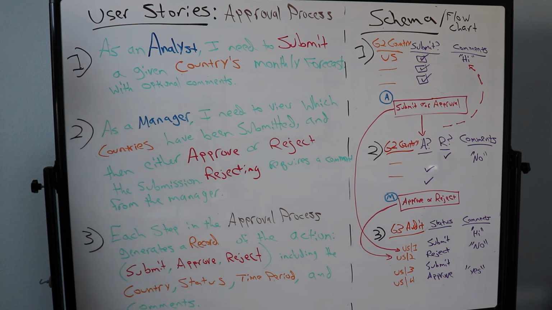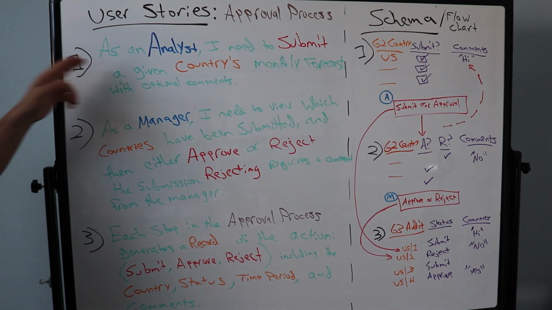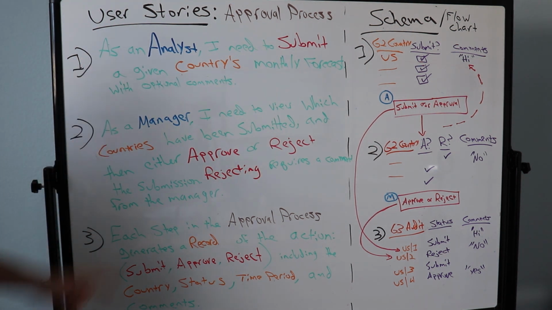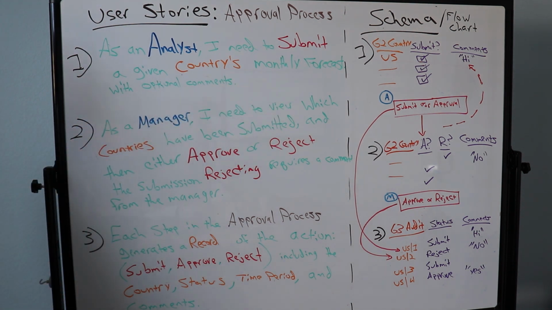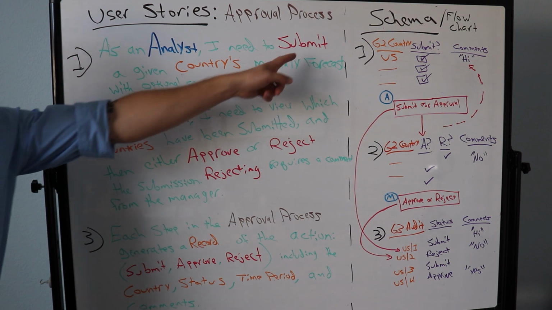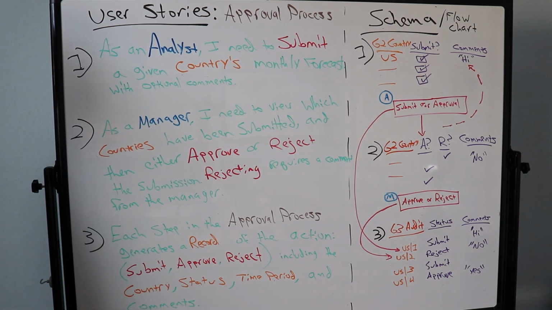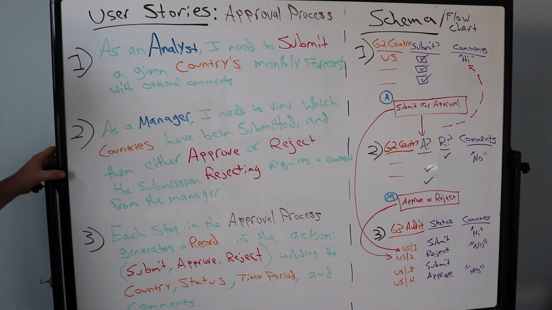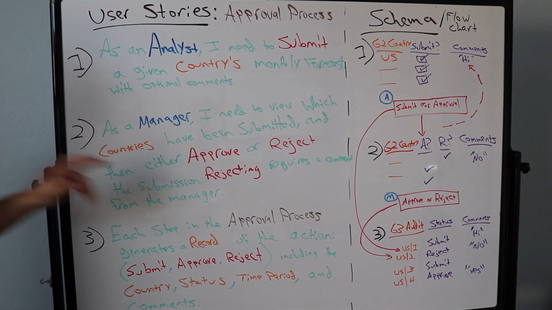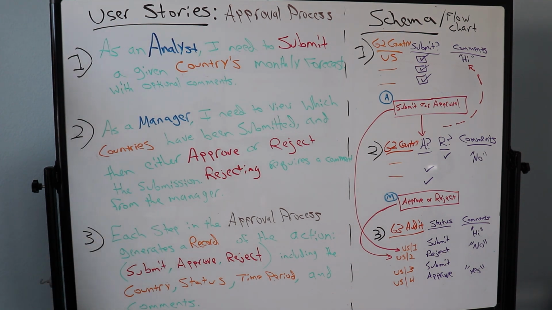So let's read these here. The approval process user stories. Number one, as an analyst, I need to submit a given country's monthly forecast with optional comments. Okay, pretty straightforward. We've got the role defined, we've got the dimension defined, and this could possibly be an action that we've identified here. Second one, as a manager, I need to view which countries have been submitted and then either approve or reject the submission. Rejecting requires a comment from the manager.